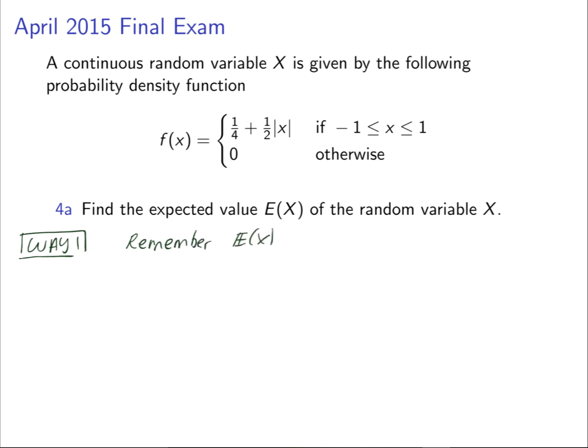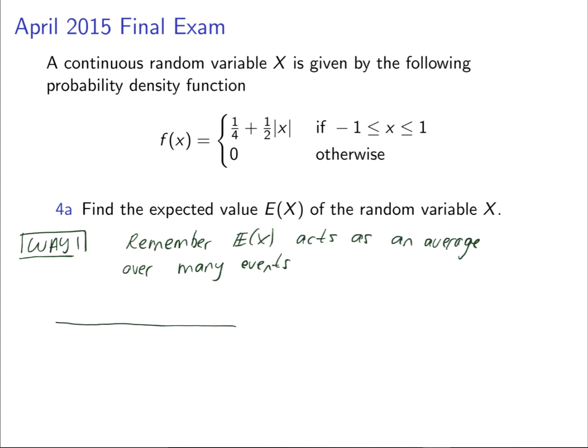Remember that the expected value acts as an average over many events. Let's visualize what would happen if I were to perform this random process a number of times. Let's start by thinking about our probability density function. At 0, it's a quarter, and then it's increasing as we go towards 1, and increasing as we go towards -1 in a totally symmetric way, because the absolute value of x has this even symmetry. I expect more values close to 1 and -1 and fewer values close to 0 if I were to run this experiment a whole bunch of times.